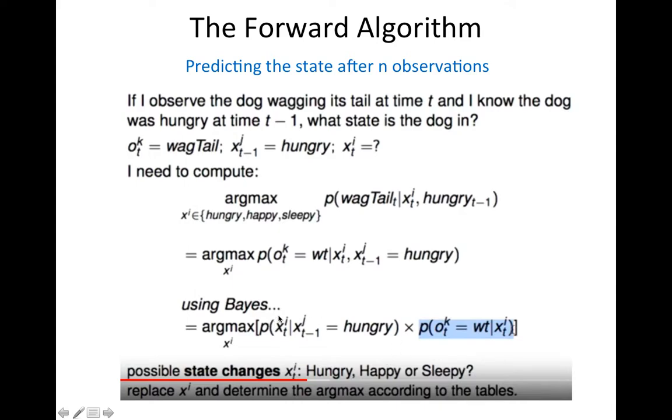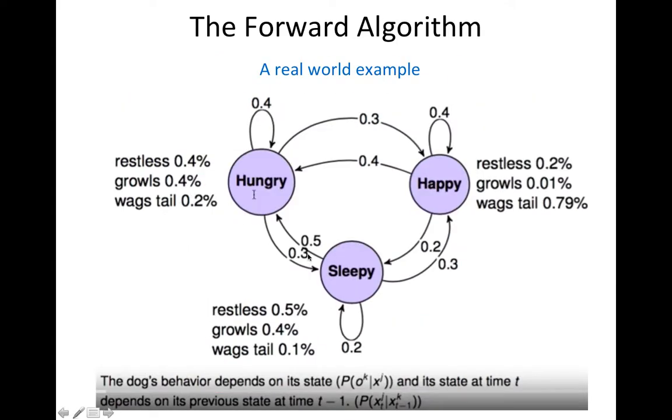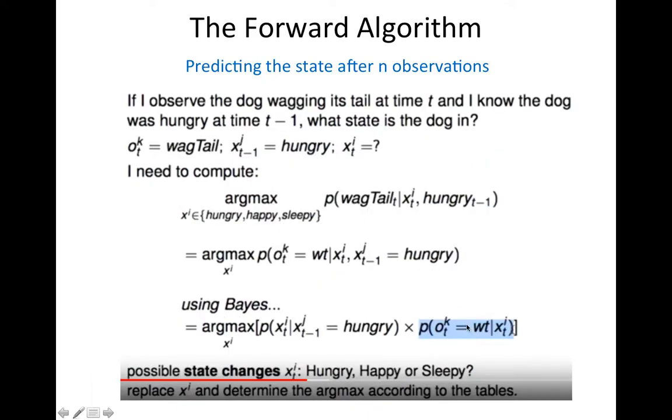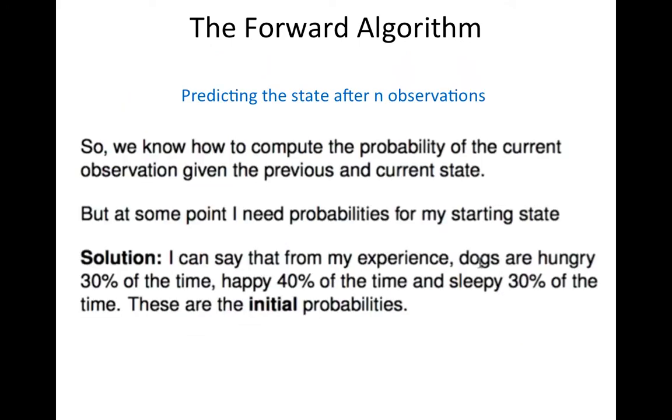For instance, what is the probability of xt given xt minus 1? You know these probabilities, 0.5, and then you can compute it with the emission probabilities. It's a simple multiplication, and then we can maximize and see which is the most probable state it is in. So let's say we know how to compute the probability of the current observation given the previous and the current state. But to do this, after n observations, I need the probabilities of my starting state.